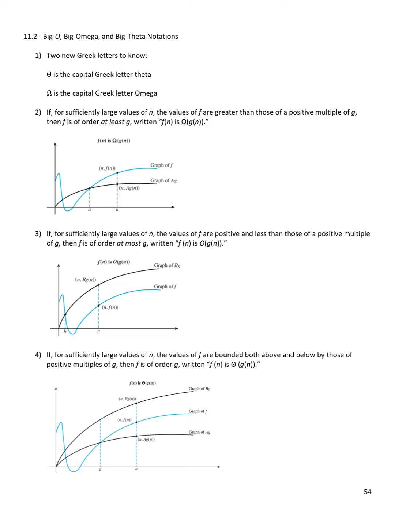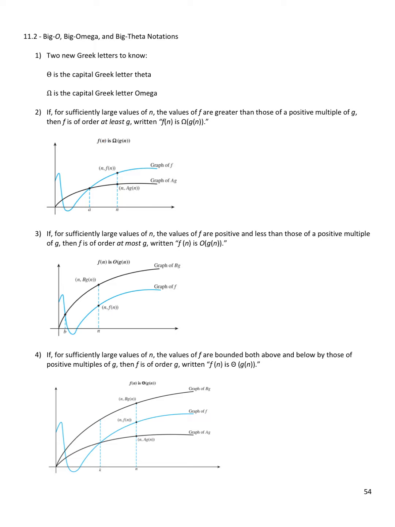It says, if for sufficiently large values of n, the values of f are greater than those of a positive multiple of g. So we just studied positive multiples of a function. It just makes the function taller, stretchier, or shrinks it if the multiplier was a small number. Okay. So for sufficiently large values of n, the values of f are greater than those of a positive multiple of g, then we say f is of the order at least g. And the notation is that f of n is omega of g of n. So of an order at least g.